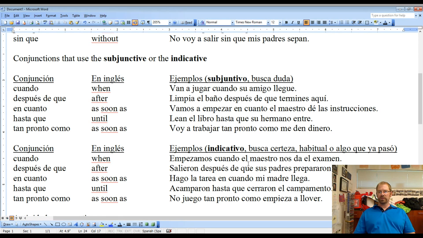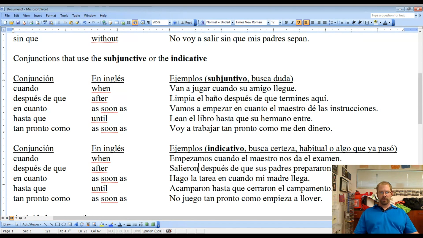So this first example is, empezamos cuando el maestro nos da el examen. We start when the teacher gives us the test. So maybe like you have a test every week, every Friday, and the same thing always happens. It's the exact same routine every time. So there's certainty and a habitual thing there. So that's why I'm putting that one in the indicative.